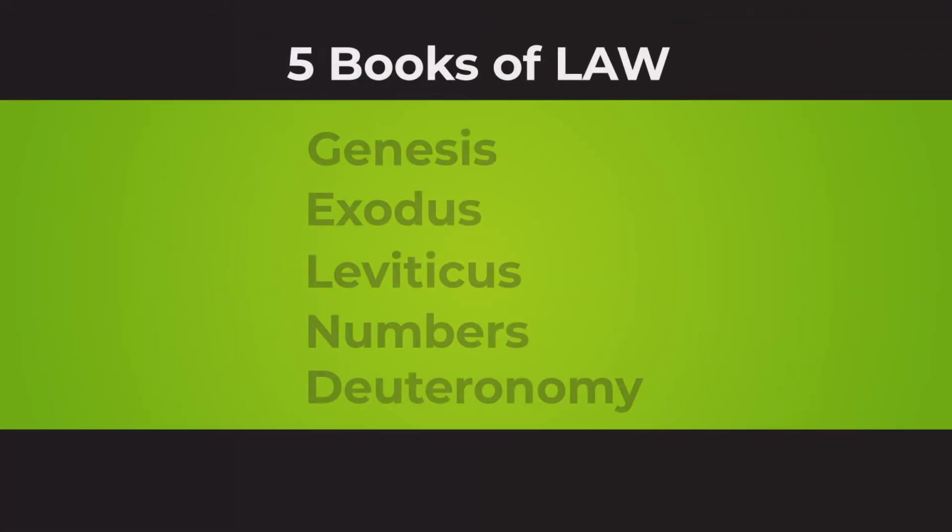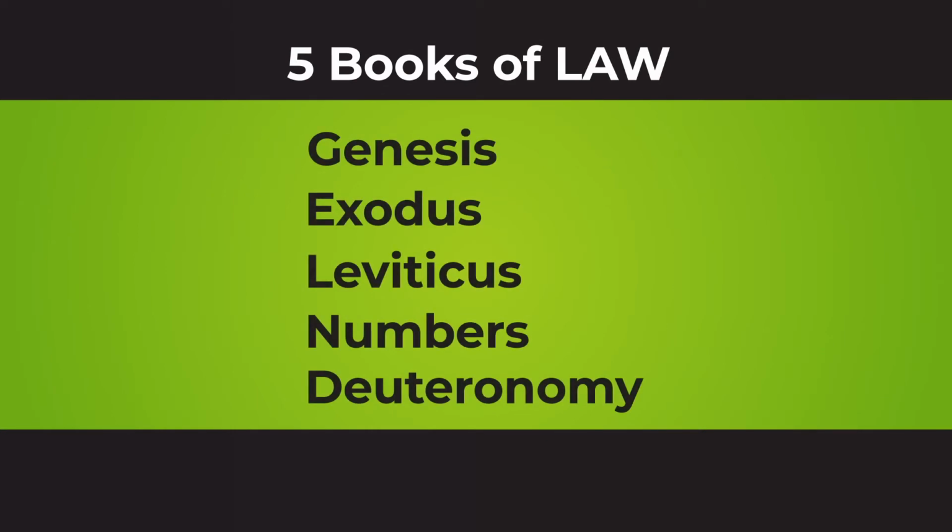The 5 books of law are Genesis, Exodus, Leviticus, Numbers, and Deuteronomy. Again, Genesis, Exodus, Leviticus, Numbers, and Deuteronomy. These 5 books were all written by Moses, and they go together. Where one leaves off in the story, the next one starts.